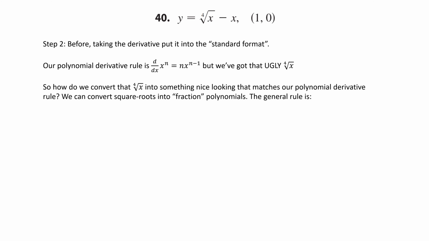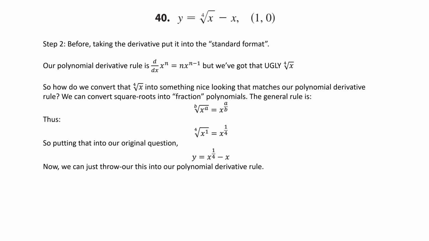We can convert roots into fractional powers, and the general way that this works is you basically convert it to a fraction. What's under the root bracket goes on top, and what's outside goes on the bottom. Thus, we could say that the fourth root of x is basically x to the 1 on the inside, which goes on top, and because it's a fourth root, 4 goes on the bottom. So if we put that into our original question, the first term just changes to x to the power of 1/4, and the second term just stays the same.